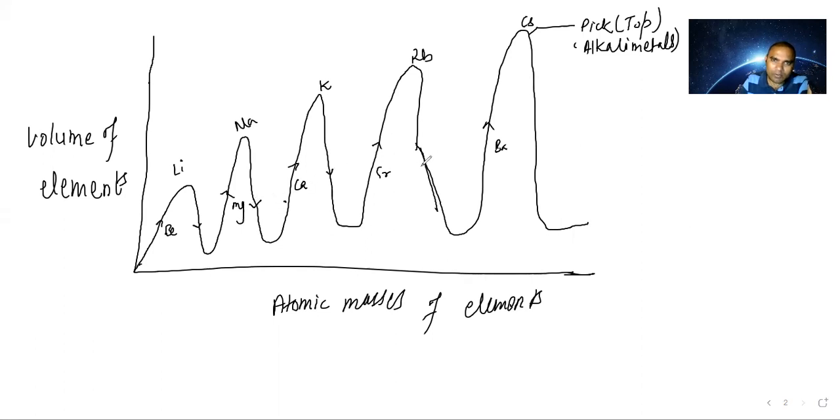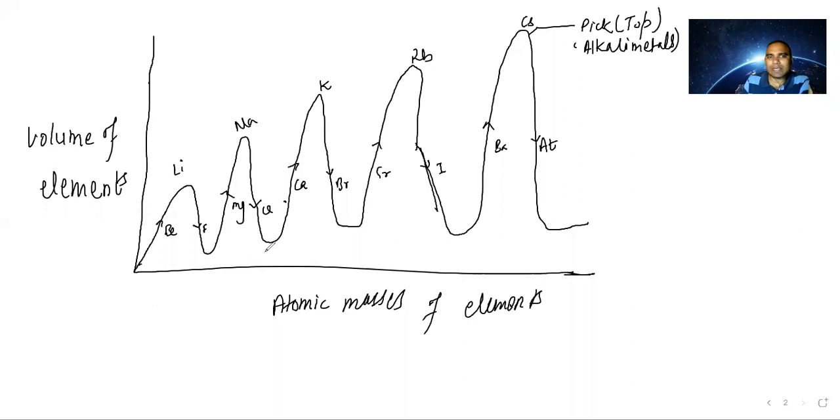If you are talking about coming down, it can be the halogens: fluorine, then chlorine, here bromine, then iodine, then astatine.